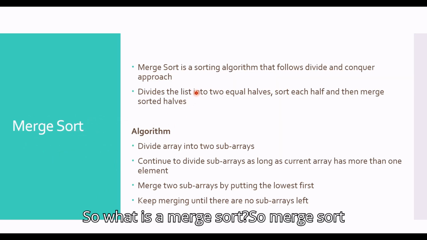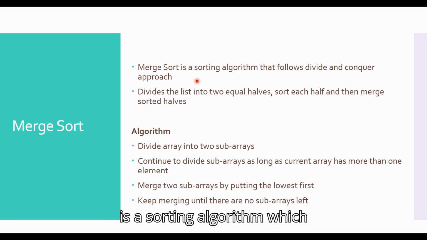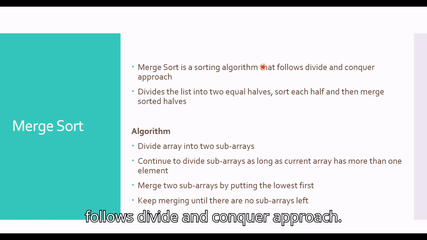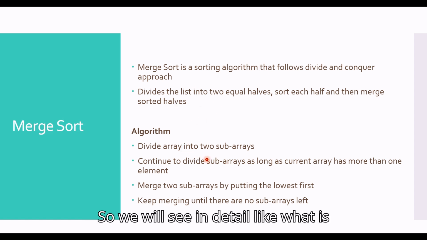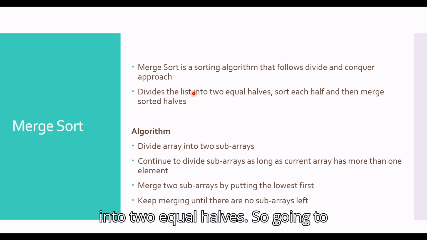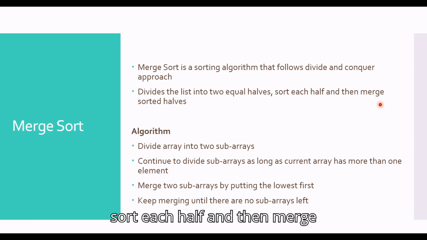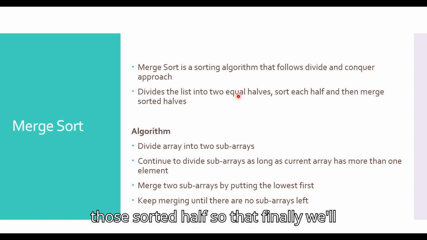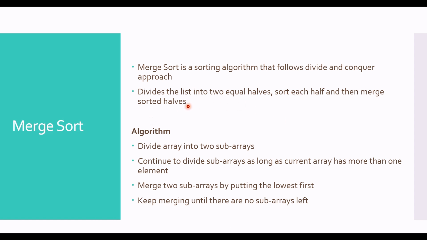So what is merge sort? Merge sort is a sorting algorithm which follows the divide and conquer approach. We will see in detail what that is. We are going to divide the list into two equal halves, sort each half, and then merge those sorted halves so that finally we'll get the sorted list.